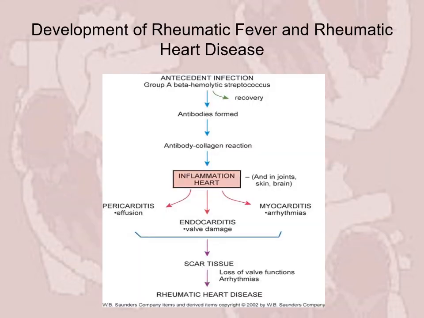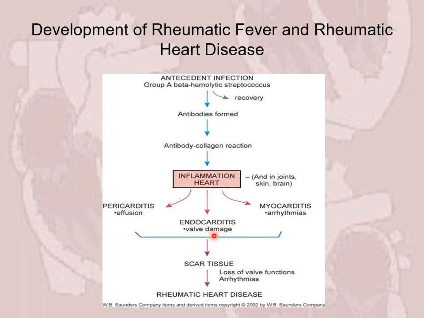So this is the development of rheumatic fever and rheumatic heart disease. It starts with a group A beta hemolytic strep infection. Antibodies to that cross over and attach to connective tissue, collagen, which is in high concentrations in connective tissue, and that causes an immune response that leads to inflammation of the heart and can be in joints, skin, and brain as well. And depending upon which part of the heart it affects, pericarditis will lead to effusion or fluid buildup.